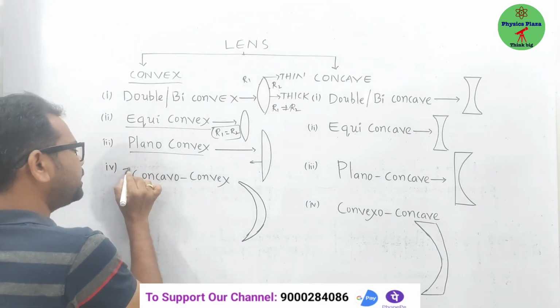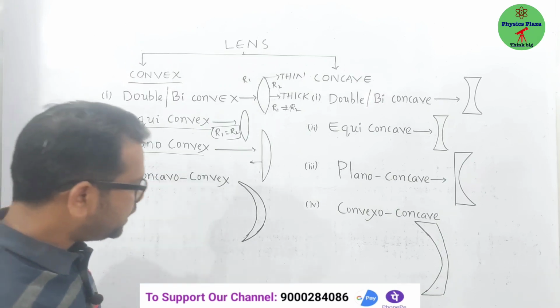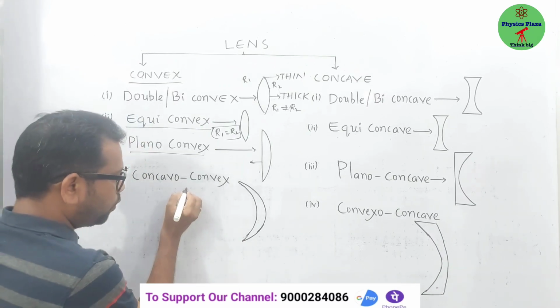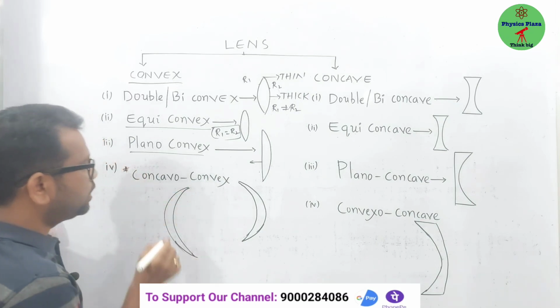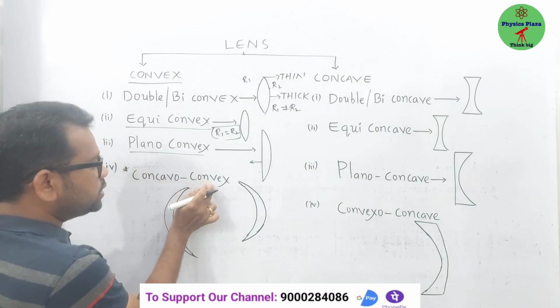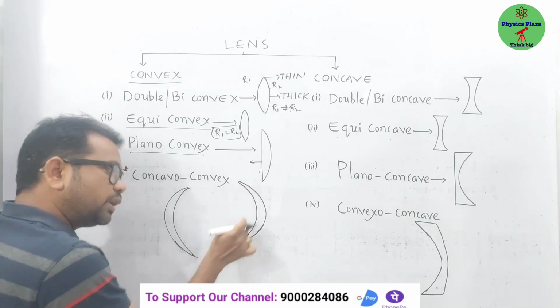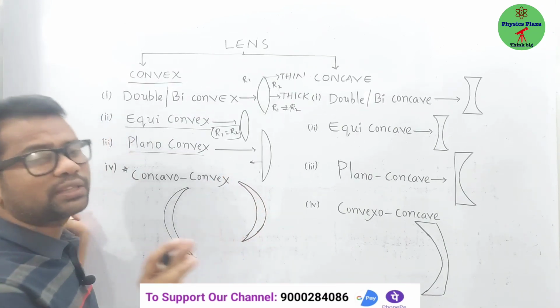And I come to the concavo convex lens. Actually, it's very, very, very, very important. So when I draw like this, some students may get a doubt. Sir, what if I draw like this? Because I have seen some students drawing the concavo convex surface like this, which means first the concave surface should come, then the convex surface should come. No, it's not like that.